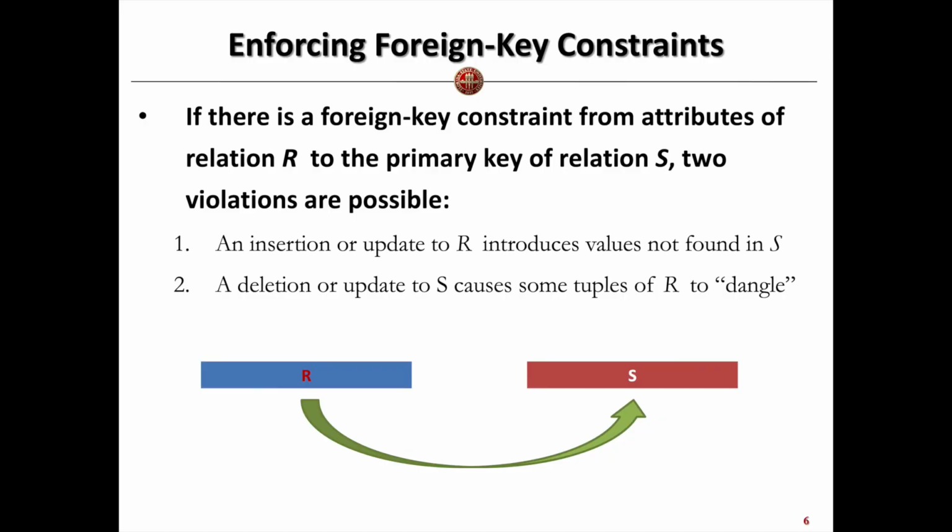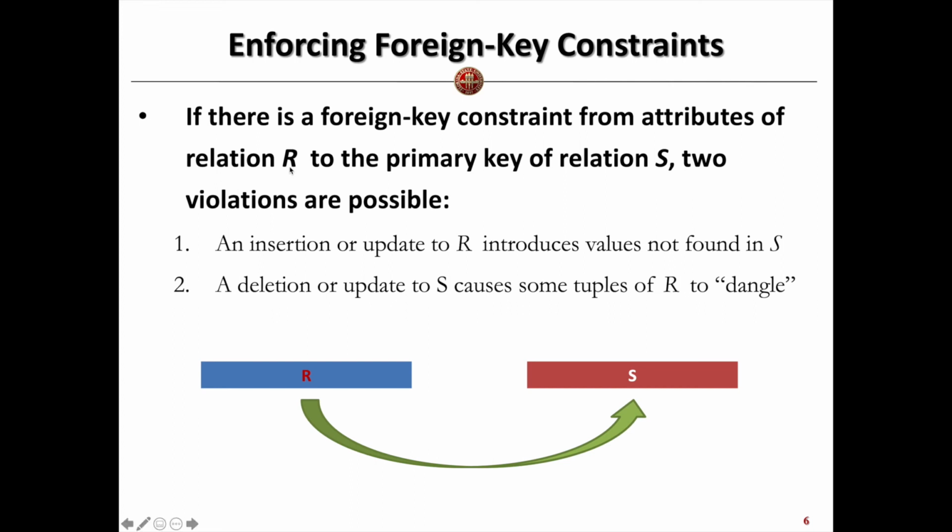So the main reason to introduce foreign keys in SQL is to enforce this constraint. When we refer to some attributes from another table, we need to make sure this entity will exist in the referred-to table, right? So if there is a foreign key constraint from attributes of relation R to some primary key of relation S, in other words, we are referring to primary keys from R to S, there may exist some violations in the running time of the system, right?